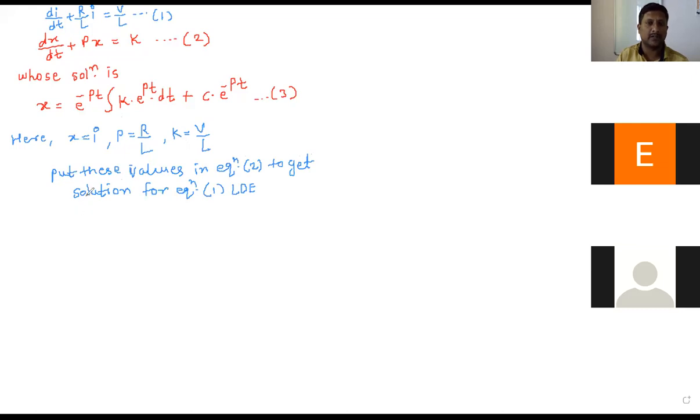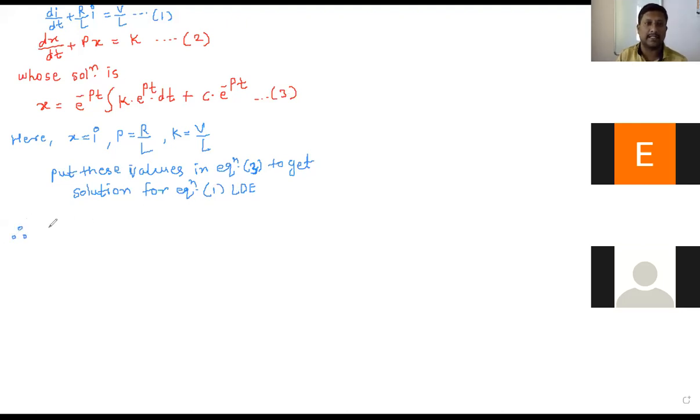आता आपण काढणार आहे. By replacing x by I, then p is replaced by R by L, and k is replaced by V by L. So that we have to put in equation number 3 म्हणायचं. Sorry, equation 3. So put these values in equation number 3 to get the solution for equation number 1.